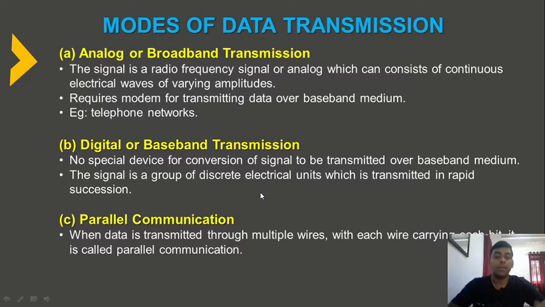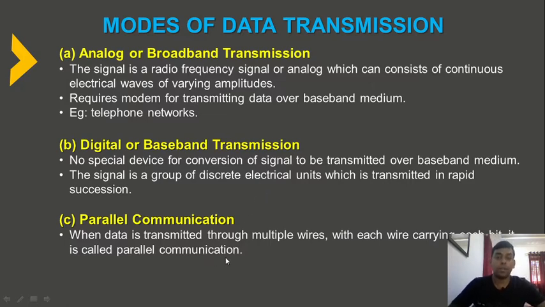The signal is a group of discrete electric units transmitted in rapid succession. That means digital or baseband transmission is a form of transmission that consists of digital signals, digital pulses, in the form of 1 and 0, discrete electrical units. So hope you get the difference between analog and digital, right? Analog means continuously varying physical quantities, and digital means fixed, discrete quantities, 1 and 0. Then parallel communication.